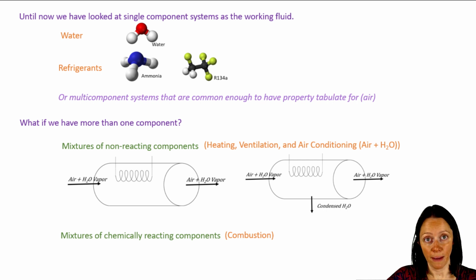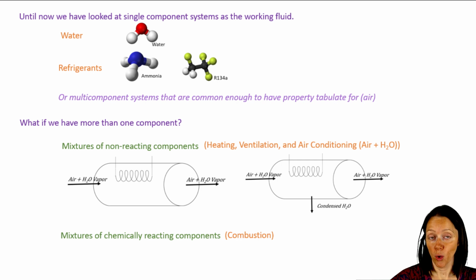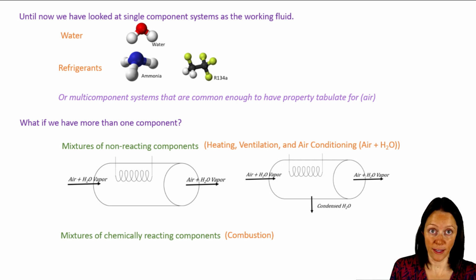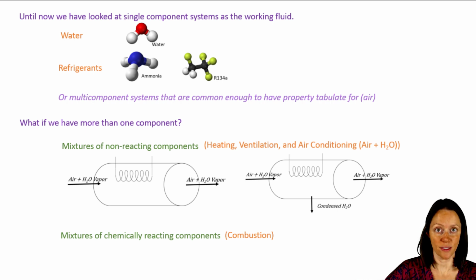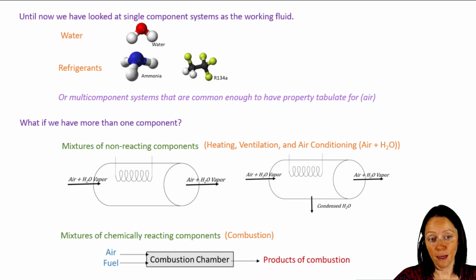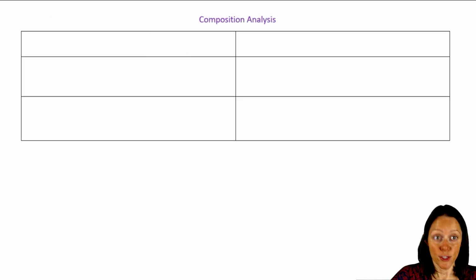We'll also talk about what we do if we have mixtures of chemically reacting components. So with that air and water vapor, you started with dry air and water, and you ended up with dry air and water. But with a chemical reaction, what you start with is not what you end up with. So for example, in combustion, you start out with air and fuel, and you end up with something else, some products of combustion. We'll talk about what those products are and how we know what those products are when we get there.